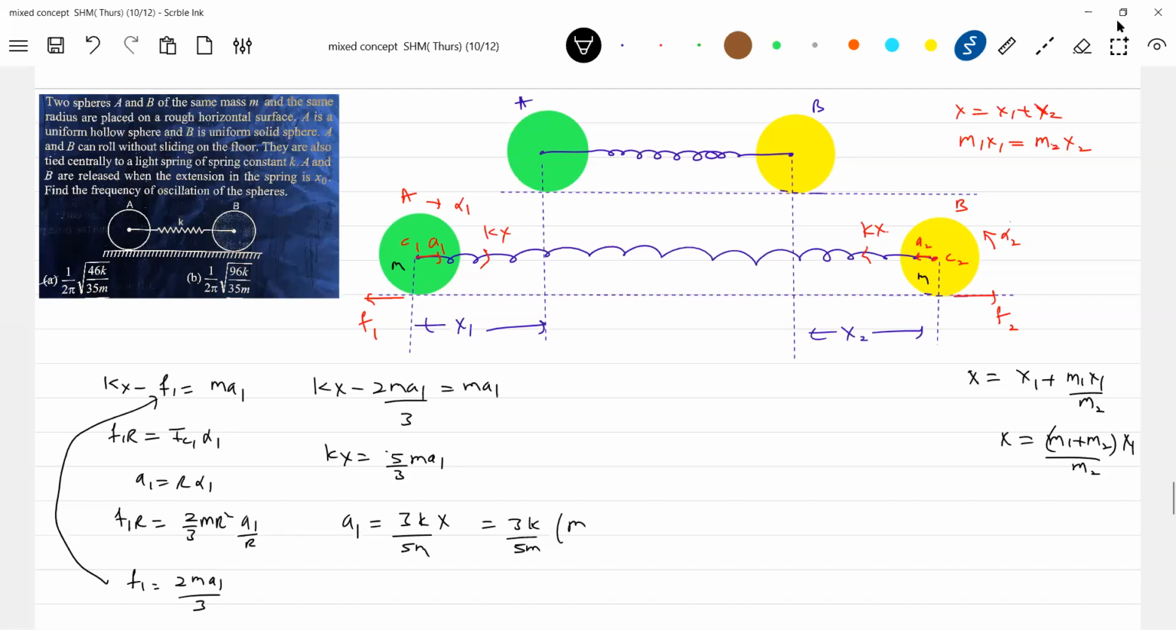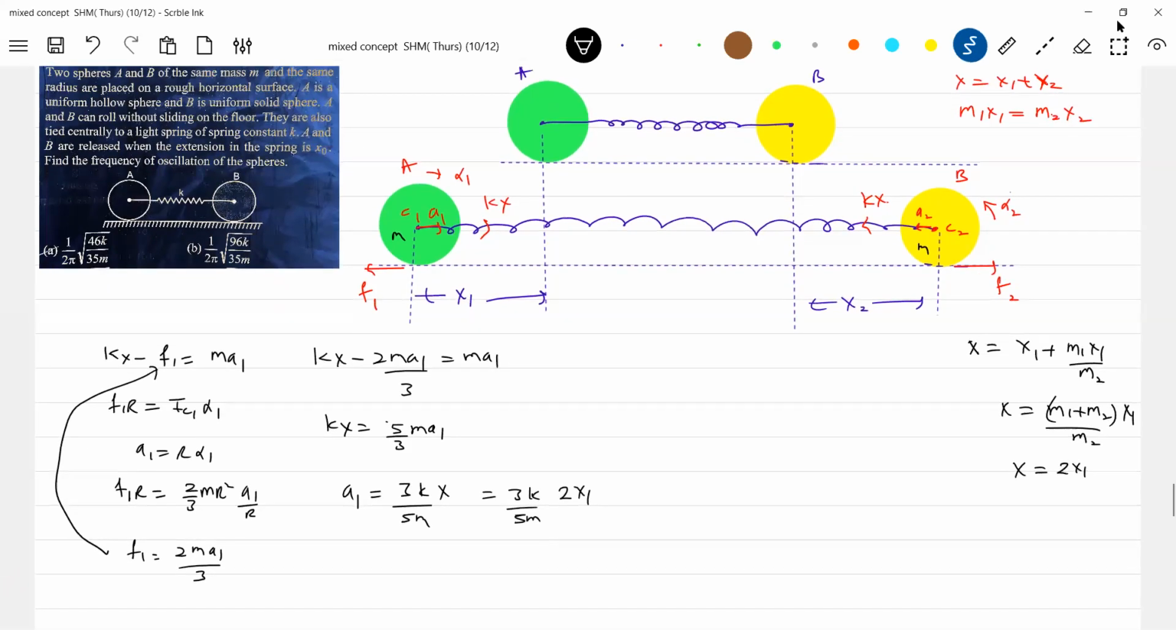Both are the same masses, no? Okay, this will become 2x1. So x equals 2x1, I'll write it directly. So a equals 6k by 5m into x1. The negative sign, you can bring it from the beginning. Again, you'll get confused if I write any of the negative signs. So let me just compare. Later or in the end, you can write the negative sign.